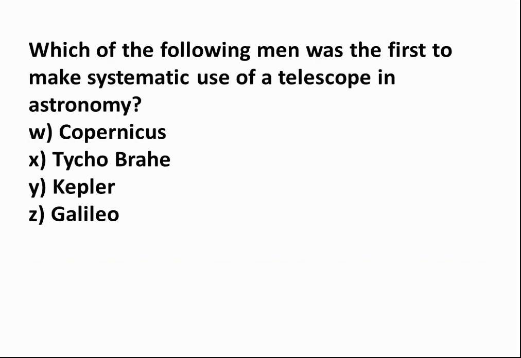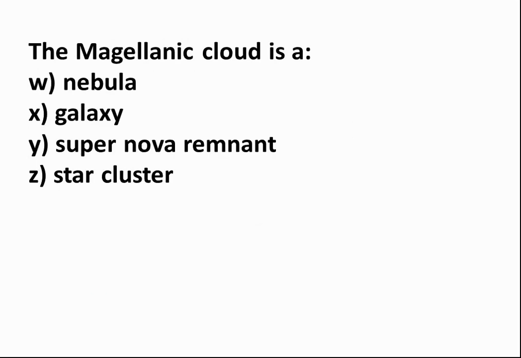Which of the following men was the first to make systematic use of a telescope in astronomy? W, Copernicus. X, Tycho Brahe. Y, Kepler. Z, Galileo. Answer, Z, Galileo.